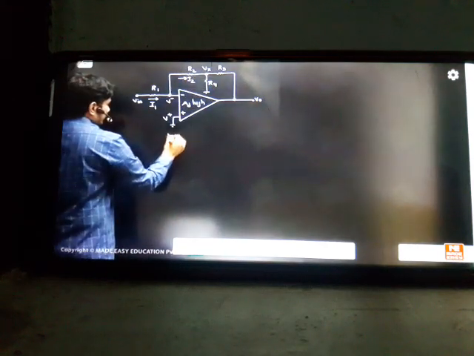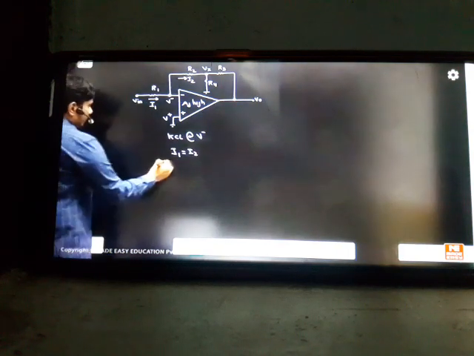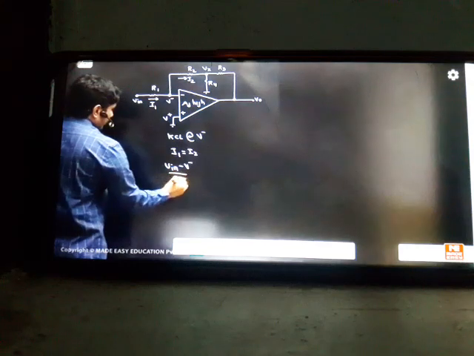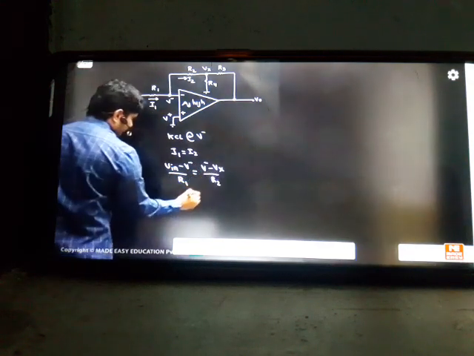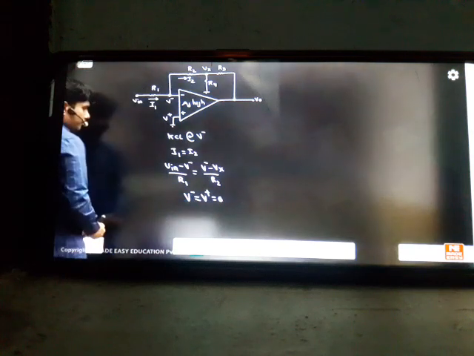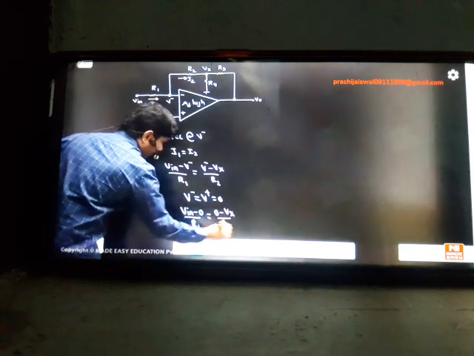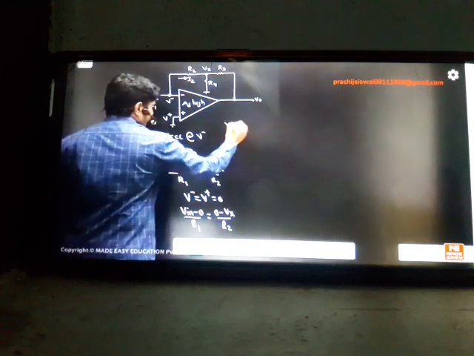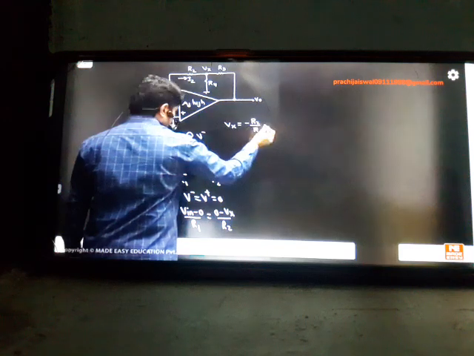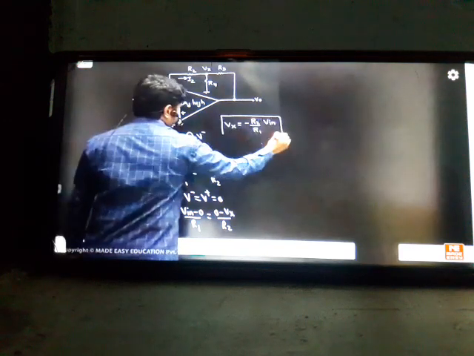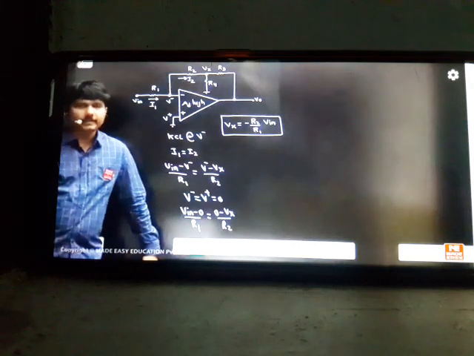If I apply KCL at V minus, your I1 and I2 will be the same. KCL: VIN minus V minus by R1 should be equal to V minus minus Vx by R2. But V minus and V plus are the same here, that is 0. Virtual ground we apply. So VIN minus 0 by R1 should be equal to 0 minus Vx by R2. So Vx is equal to minus R2 by R1 into VIN. If you see clearly, your Vx is coming as a negative answer, and it's an inverting gain we are getting, minus R2 by R1. So this is your Vx value.